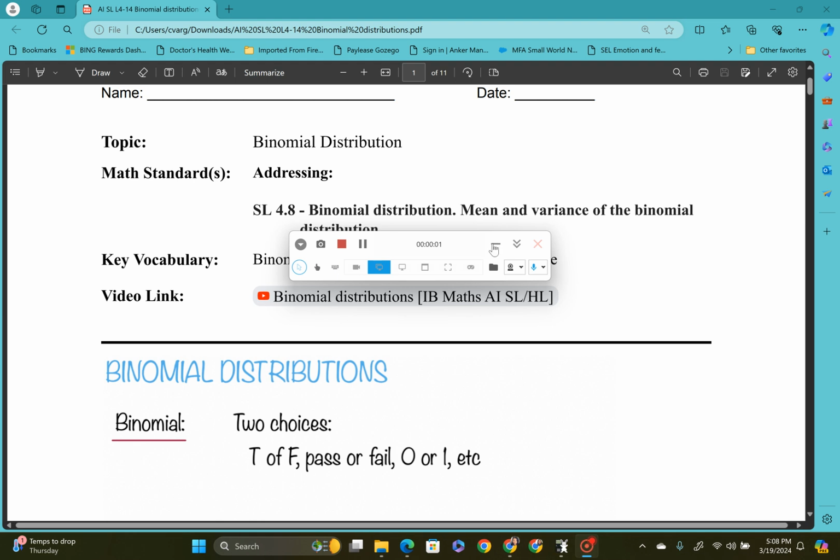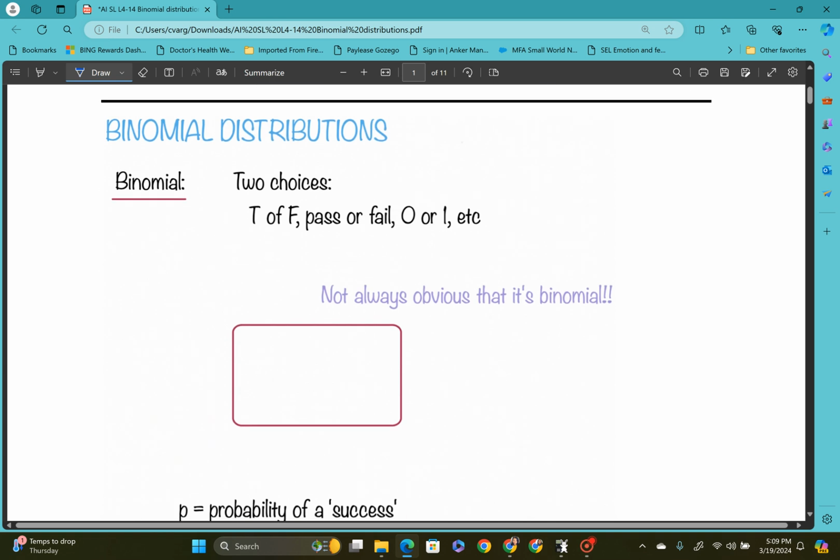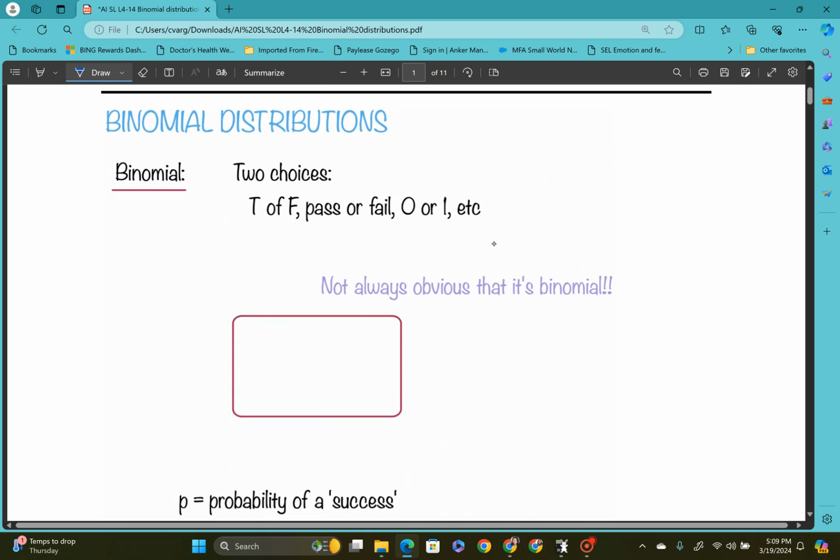All right. So, welcome to our 14th lesson for probability and statistics, and it's called binomial distribution. The prefix bi usually means two. We use binomial distribution when you have two choices, like true or false, pass or fail, zero or one. We did a problem with a hit or a miss. So, anytime that you can have two situations, raining or not raining, okay?